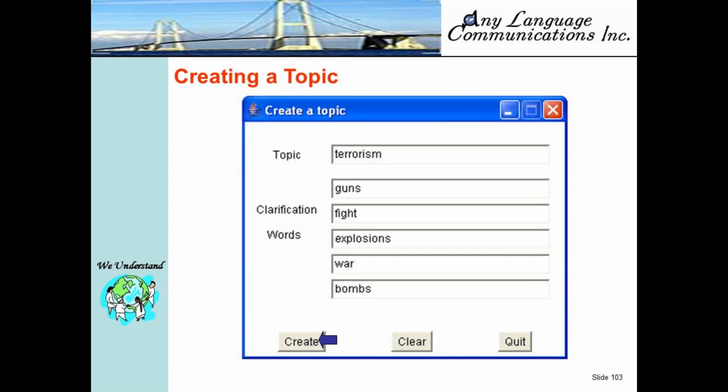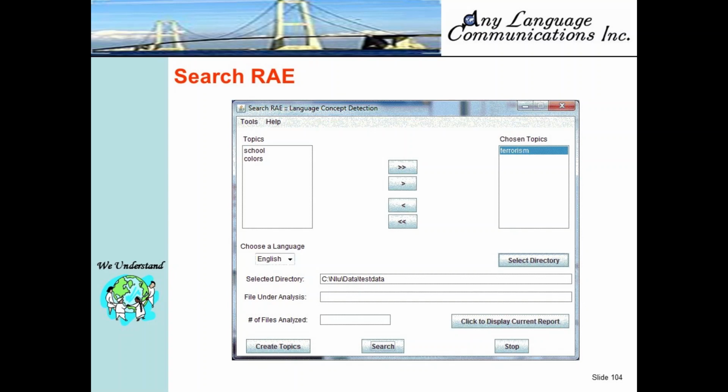Because of the various meanings of many words, this topic must be clarified. I chose the first 5 words that came to mind about terrorism. They're not the best, but that's what I chose. Then I hit the Create button. Now we choose terrorism as our topic and the database to search. Then hit the Search button.